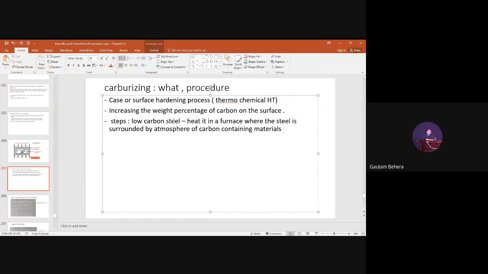So the low carbon steel is taken and it will be surrounded by carbon containing materials. Then it will be put inside a furnace and the temperature will rise. So this is the carburizing process.